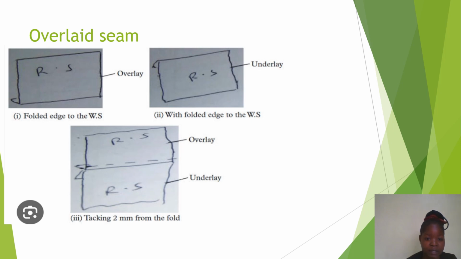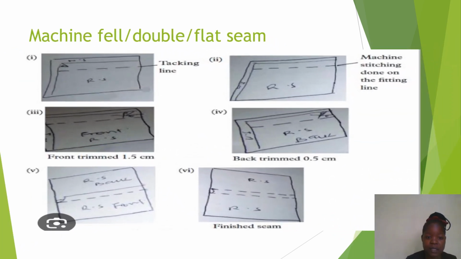And then for the overlaid seam, the overlay fabric should be folded on the 1.5 centimeter, then placed over the underlay onto the fitting line of the underlay, then stitch close to the edge. After stitching close to the edge, we come to the completed seam, this process number 3. Then you will neaten the raw edges as for the plain seam.